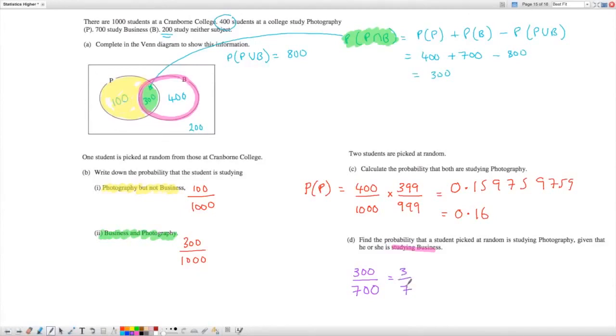Now you can also find that by using our formula that the probability that the student does photography given they have business, which is found by the probability that they do both, divided by the probability they study business. By applying that, you'll come out to the same answer of 3 out of 7.